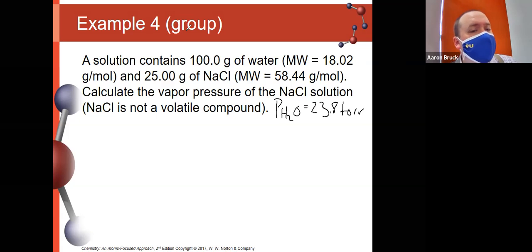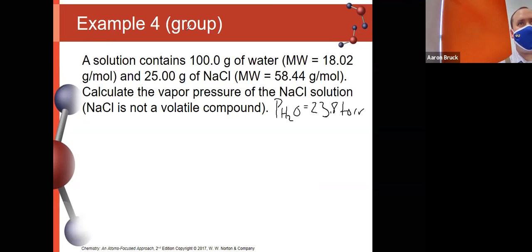Now, before you get too deep into this, what is the vapor pressure of sodium chloride? Don't Google it. You should know the answer already. Does sodium chloride evaporate? No. So its vapor pressure is 0. It's not volatile.